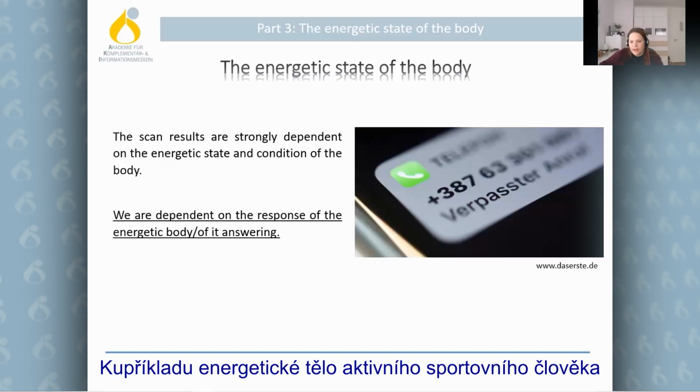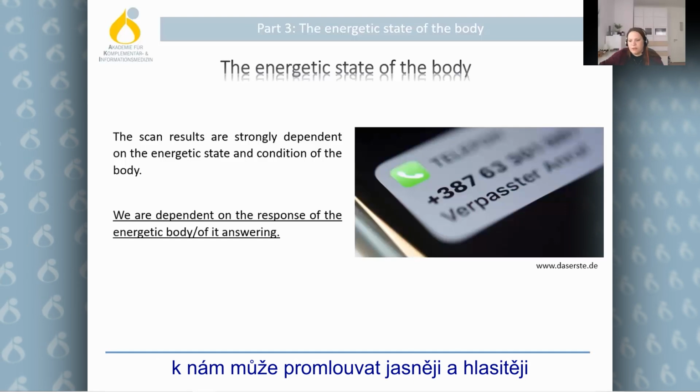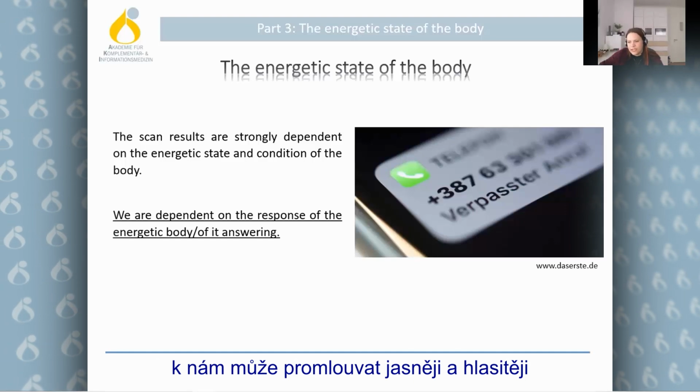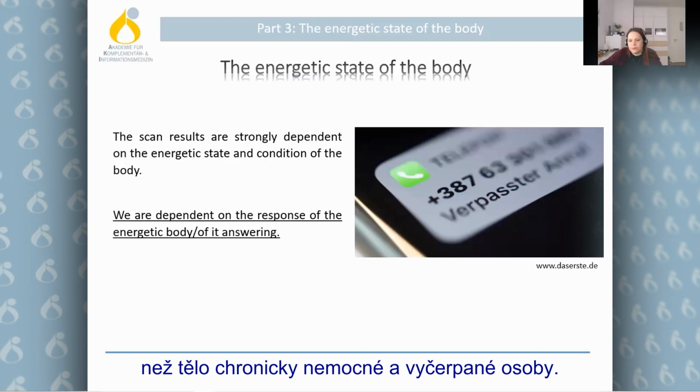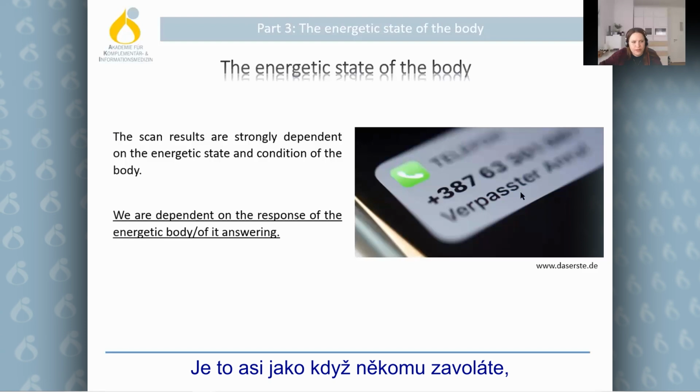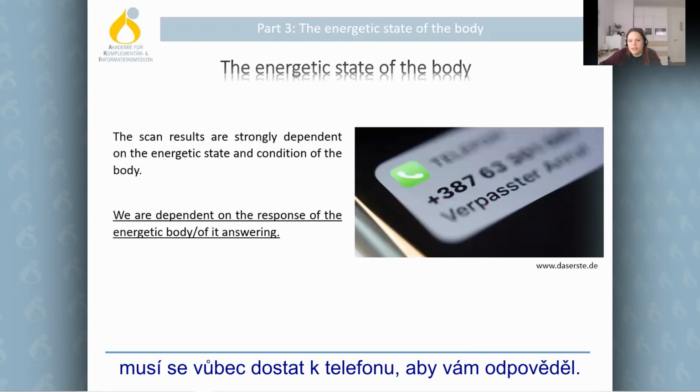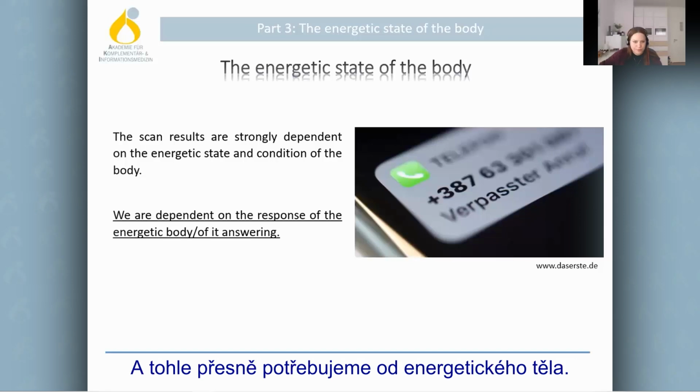So for example, in an active athletic person, the energetic body can speak to us more clearly and loudly than in a chronically ill and exhausted person. The picture for me is, when you call a person, he has to get to the phone, to answer the phone. And this is what we need from our body as well.